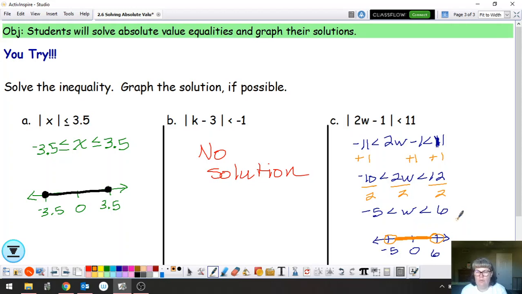So this is how we solve absolute value inequalities that involve absolute value less than a value. The next video will show how we work with absolute values that are greater than a value.